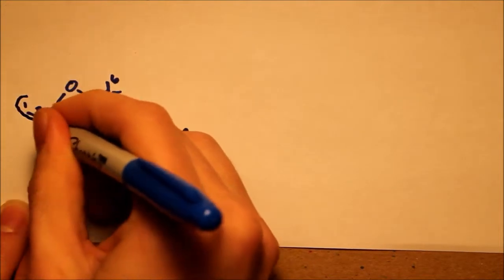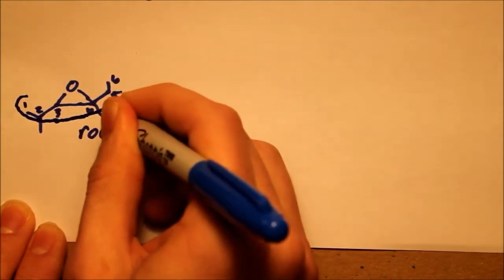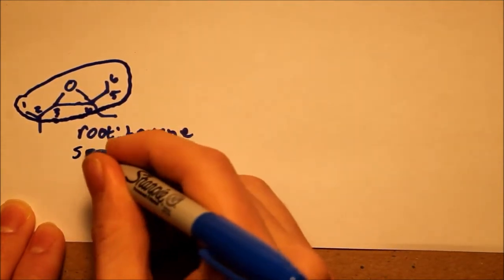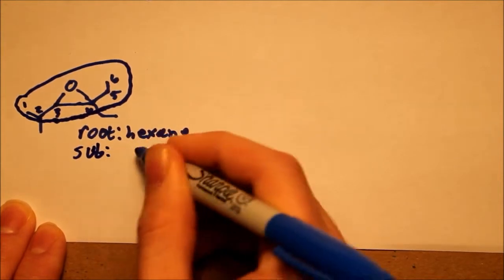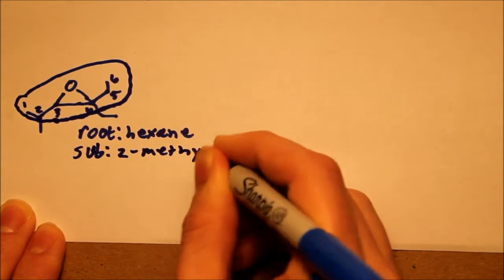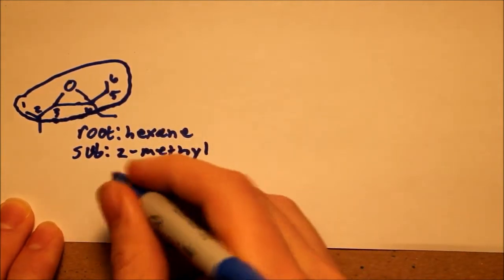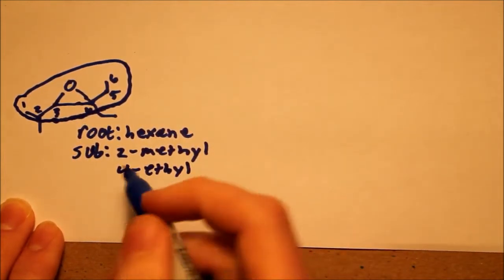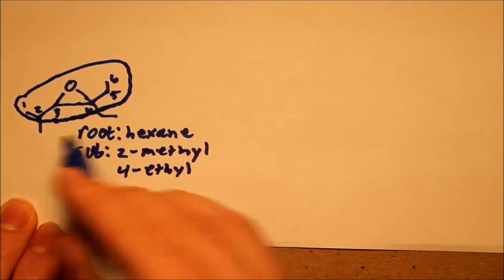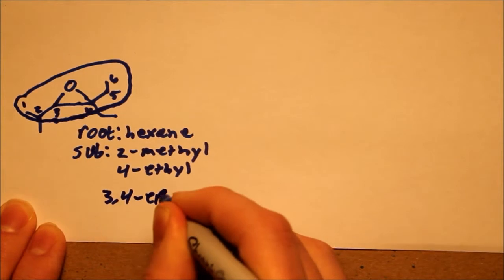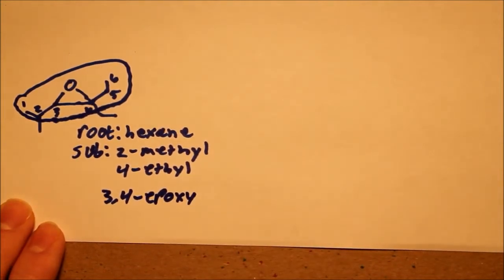Substituents, if we circle, I encourage you to always circle the parent chains. Our substituents are 2-methyl, and we also have a 4-ethyl. We know that our epoxy substituent is at the 3-4 position, because 3, 4. So 3, 4 epoxy. Alright, so now that we have that in order, we can just kind of name it.